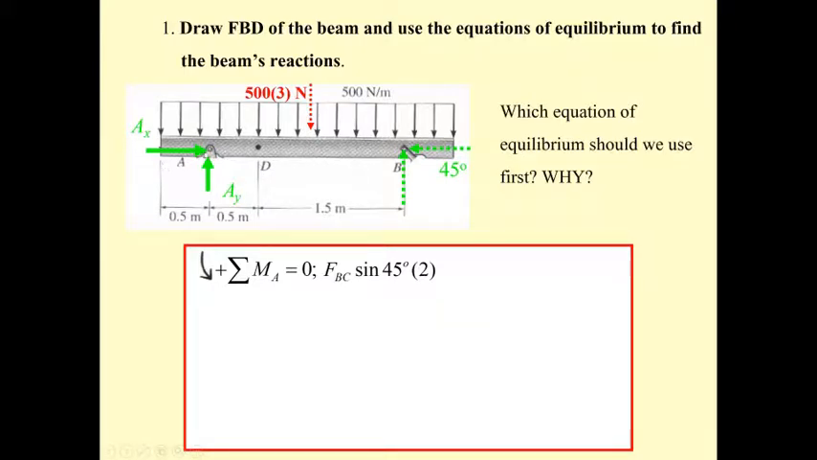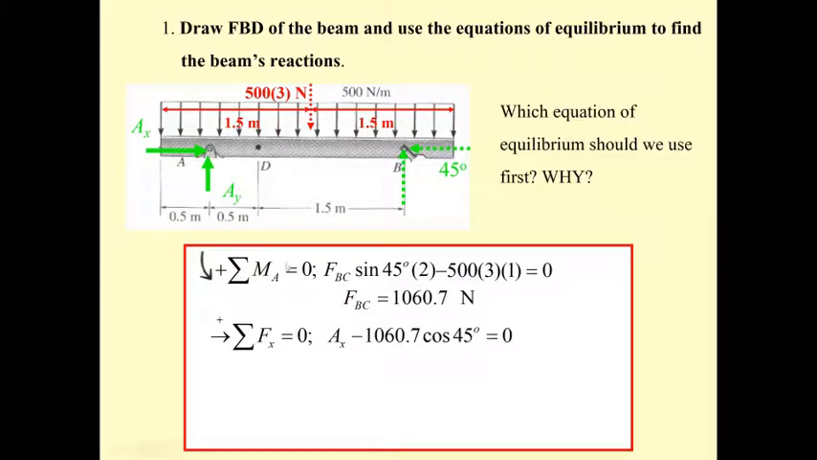And since this one is 0.5, the length between the line of action of this resultant force to point A is going to be 1 meter. And then it's rotated clockwise, so it's going to be negative. It's negative 500 times 3, and over here is only 1 meter, 1.5 minus 0.5. Put it into your calculator. F sub BC is going to be 1060.7 Newton.